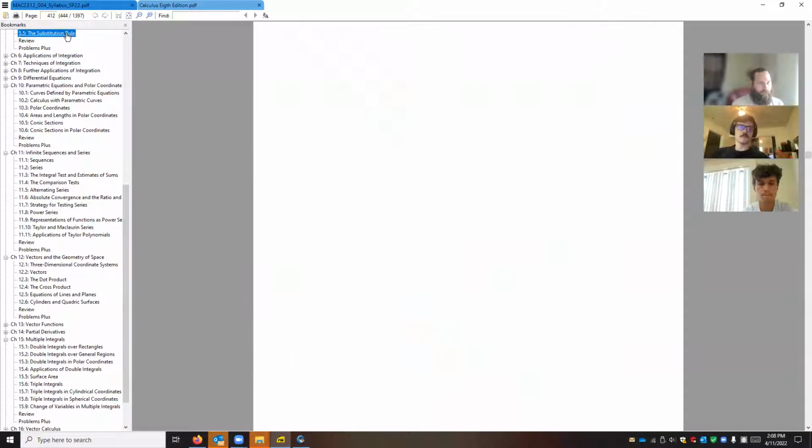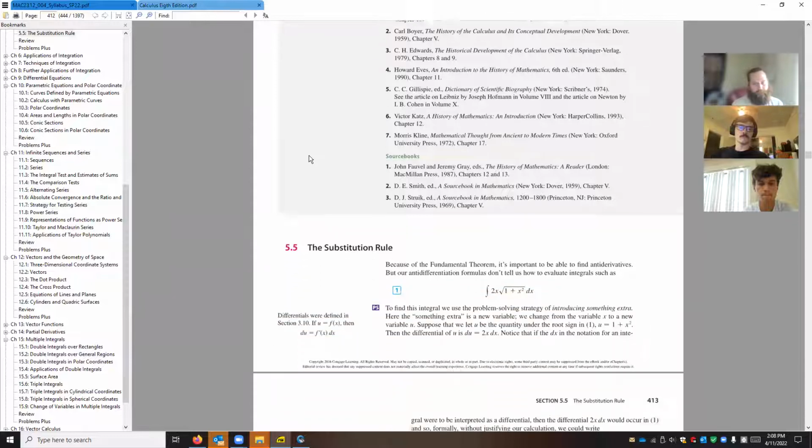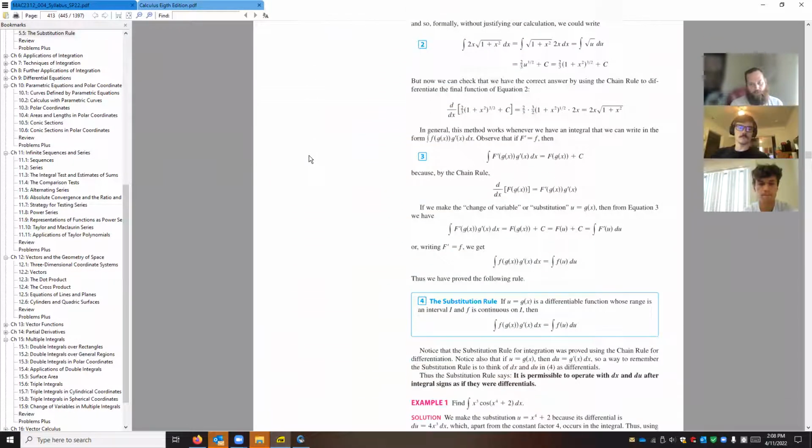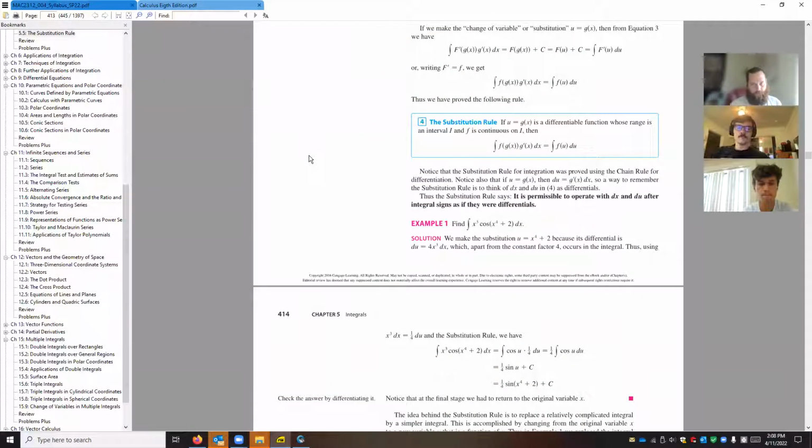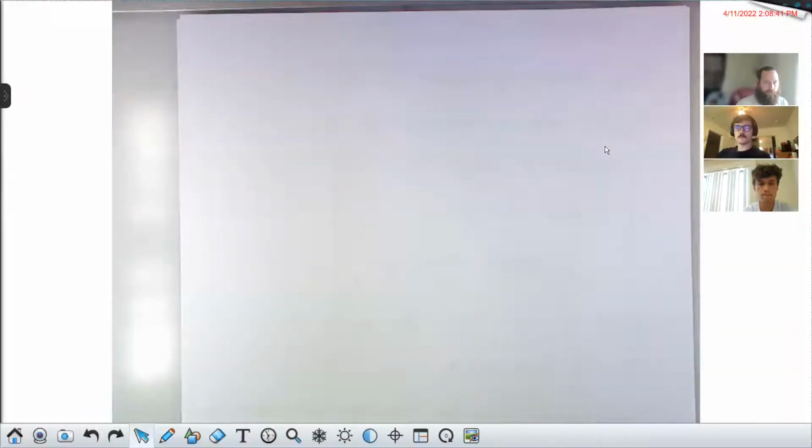I'll show you examples in a minute. Let me just go ahead and present the rule. Here it is. So in the notation we were using a moment ago, I'll write this as plainly as I can.